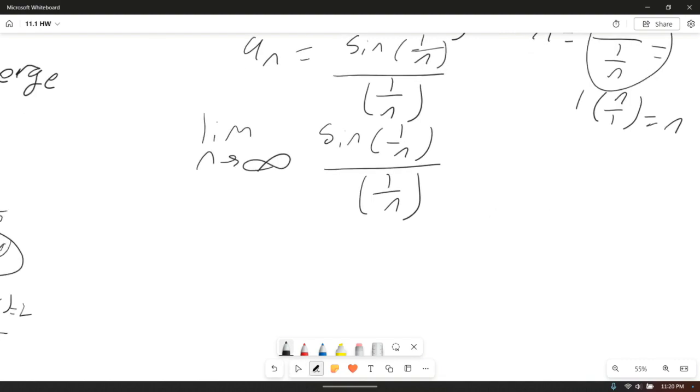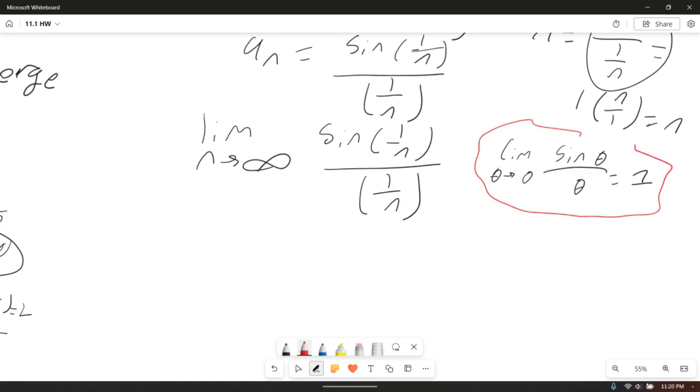And this actually looks very similar to something from Calc 1. In Calc 1, we learned that the limit as theta approaches 0 of sine of theta over theta equals 1. And this uses some fancy trick from the squeeze theorem. I just watched Khan Academy's video on it. I thought it did a really good job of explaining how we can come to that conclusion.